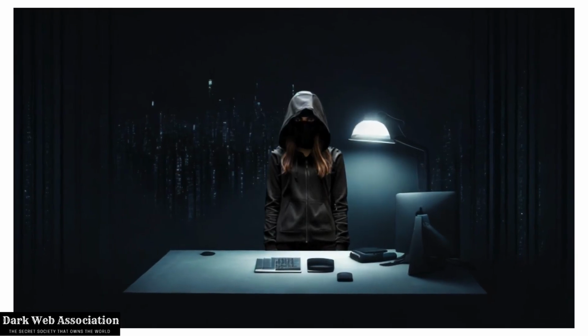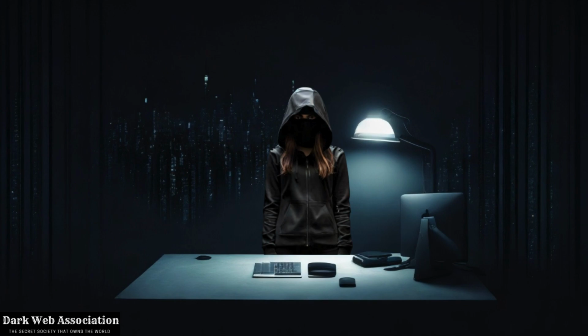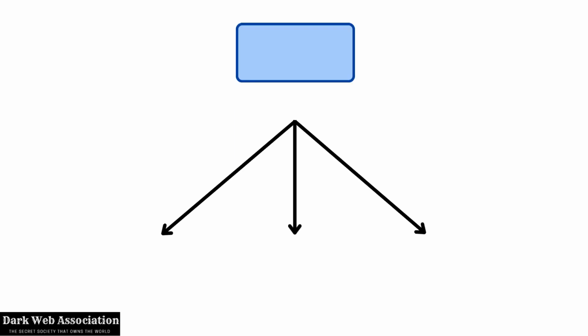Previously, we learned about the components of the Linux architecture. The Filesystem Hierarchy Standard, or FHS, is the component of the Linux OS that organizes data. This file system is a very important part of Linux because everything we do in Linux is considered a file somewhere in the system's directory. The FHS is a hierarchical system, and just like with a tree, everything grows and branches out from the root.